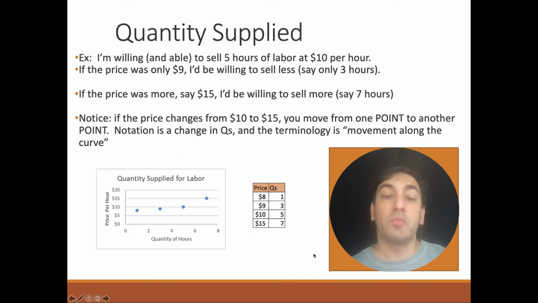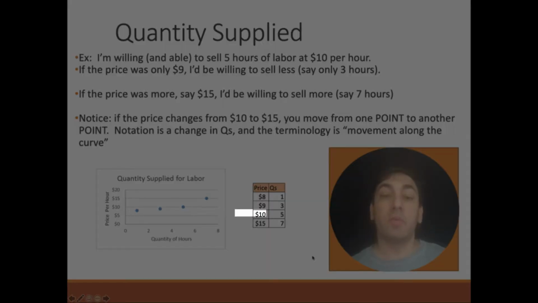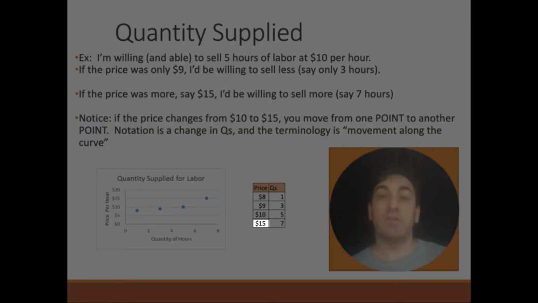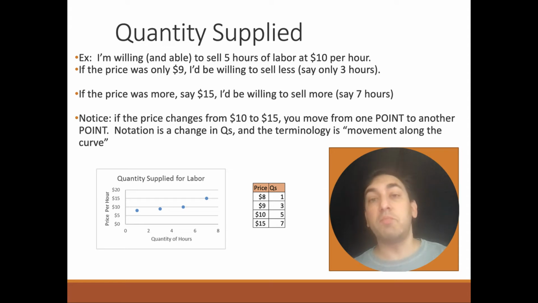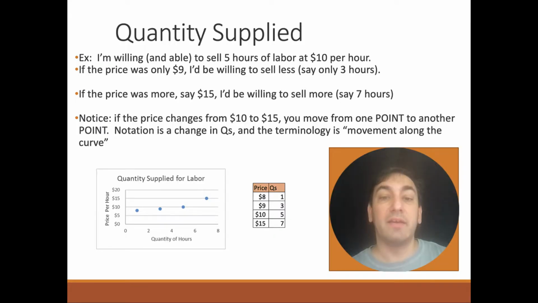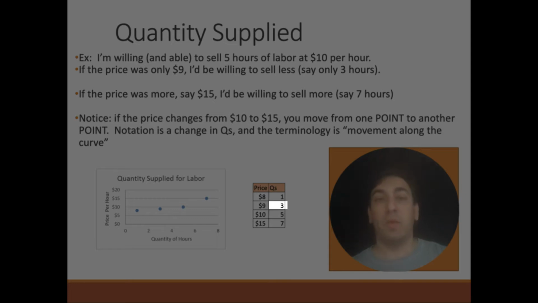So at first we had, at a price of $10, you're willing to supply 5. Well, what if I increased my wage to say $15? At $15, we believe you'd be willing and able to sell more than 5 hours. So let's say you're willing and able to produce 7. Let's say I didn't have $10 to give you. I could only give you $9. Well, you're probably less willing to supply your labor. Maybe you're only willing to sell 3.